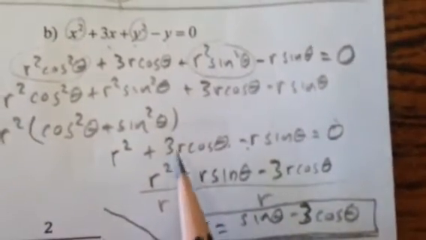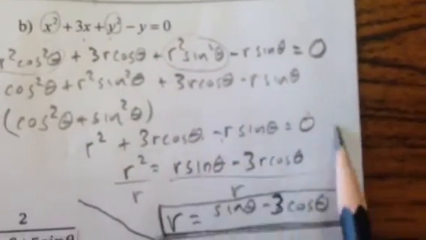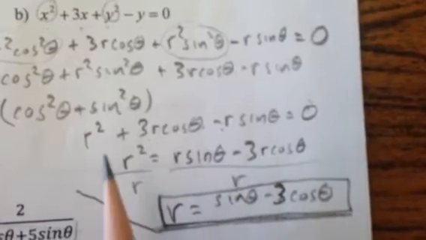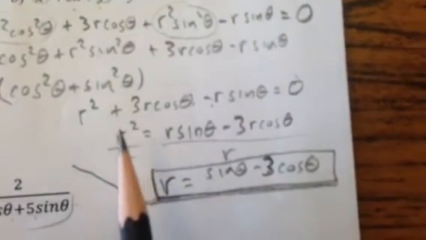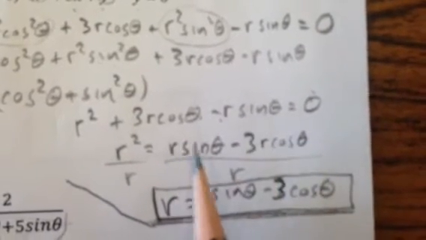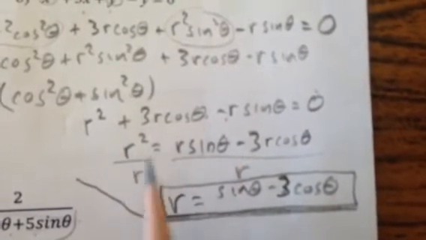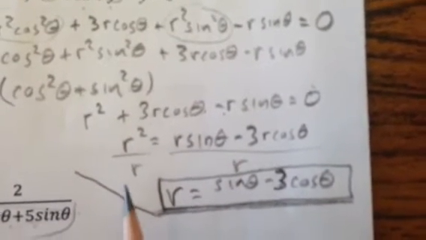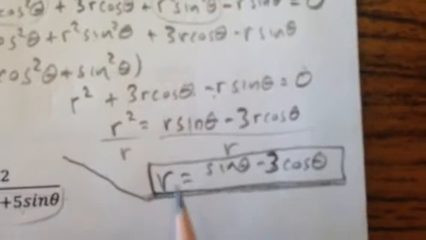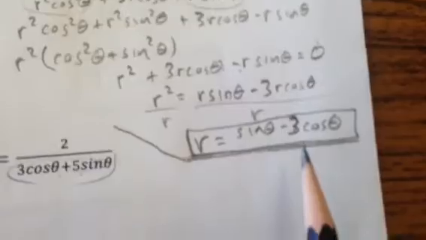I still got the 3r cosine from that and the negative r sine, and I moved everything over to the right side of the equation, of the equal sign, excuse me. So the plus 3r cosine became negative 3r cosine, and the minus r sine became positive r sine. I have r squared equals all of that stuff, and so I'm just going to divide by r to get r all by itself. And there you go. There's your equation. Sine theta minus 3 cosine theta.